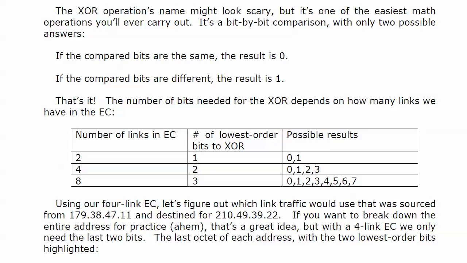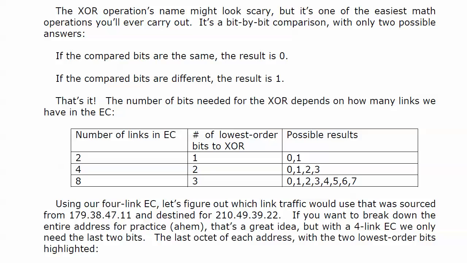That's it. Now, the number of bits needed for the XOR depends on how many links we have in our Ether channel. If we have 2 links in the Ether channel, we just need 1 lowest order bit, the lowest order bit possible. Because with 2 links, how many values do we need? We only need 2, and that would be 0 or 1. With 4 links, we need 2 lowest order bits to XOR, because the possible results there will be 0, 1, 2, and 3, and we need 2 bits to express those values. You see what I'm saying?